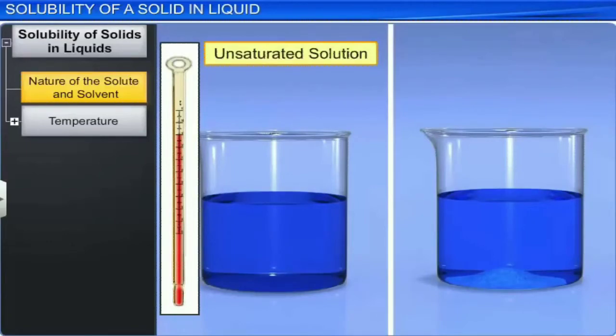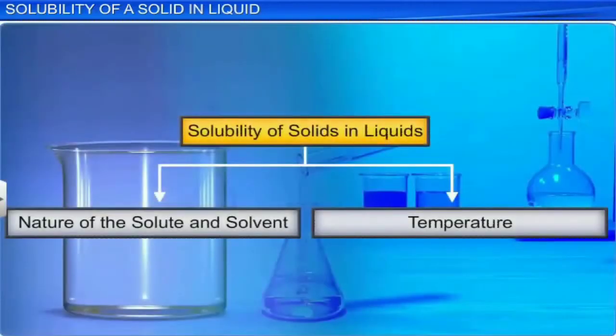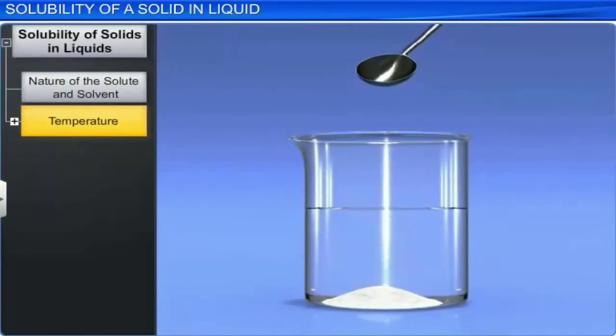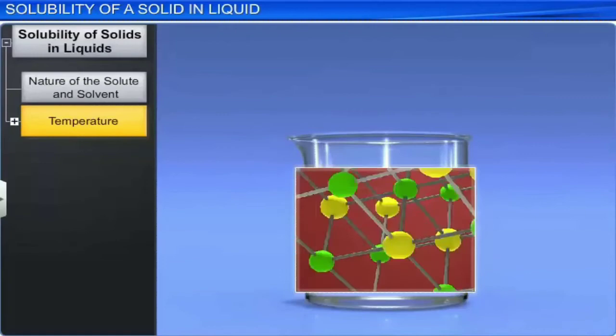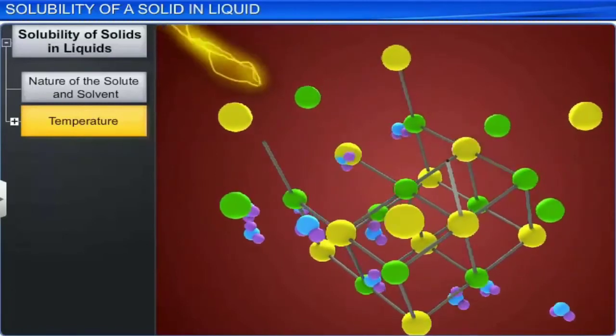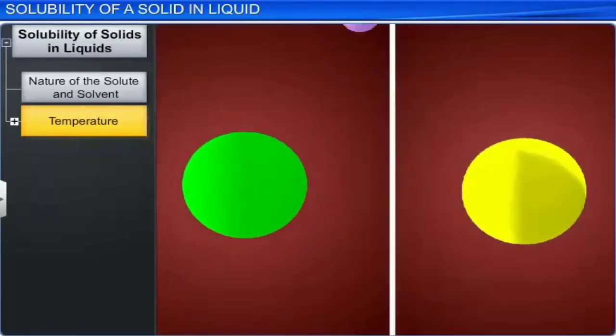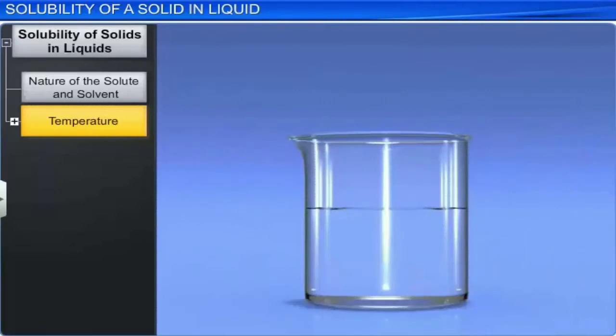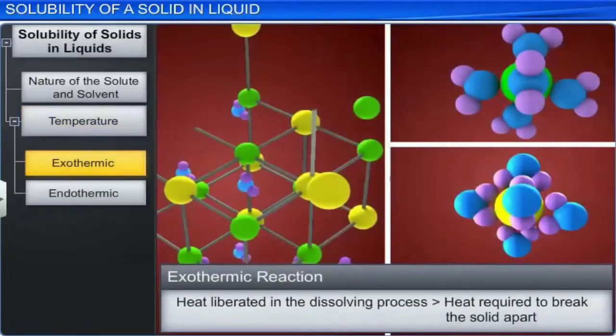The solubility of a solute also depends on temperature. When a solid dissolves in a liquid, a change in the physical state of the solid takes place. Heat is required to break the bonds holding the molecules in the solid together. At the same time, heat is given off during the formation of new solute-solvent bonds. If the heat liberated in the dissolving process is greater than the heat required to break the solid apart, the net dissolving reaction is exothermic, as energy is given off in the process.